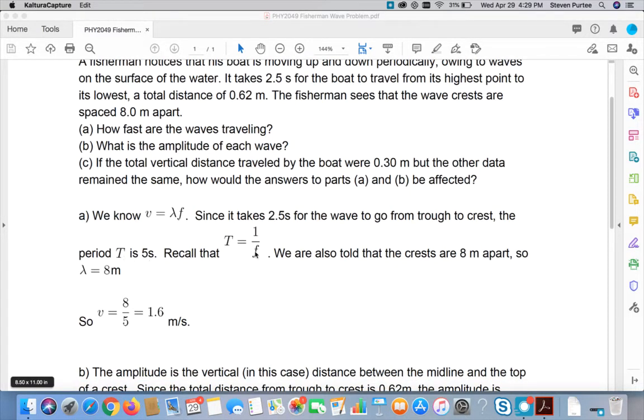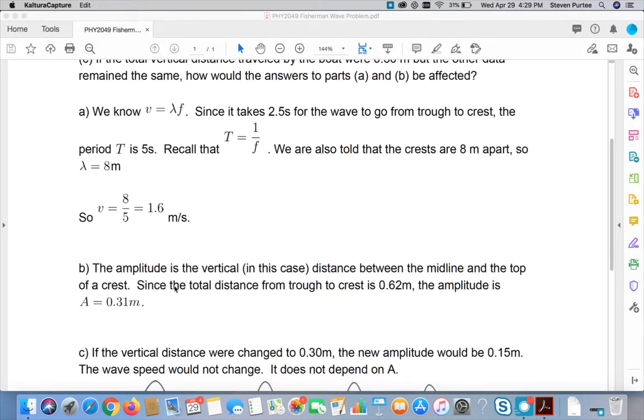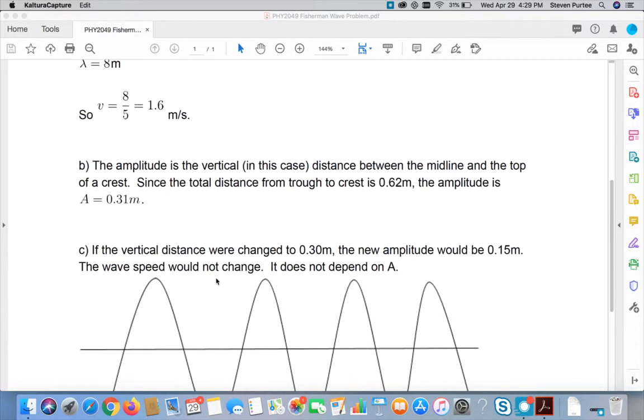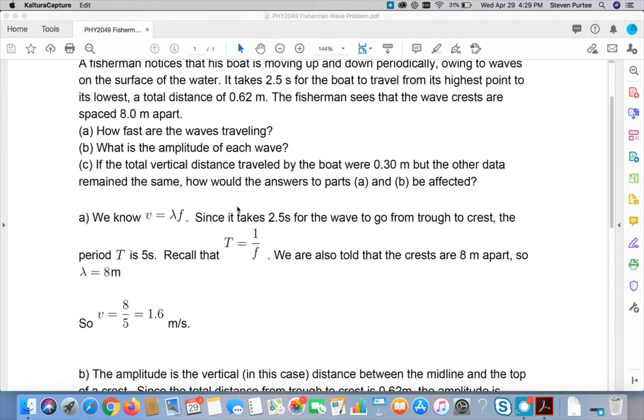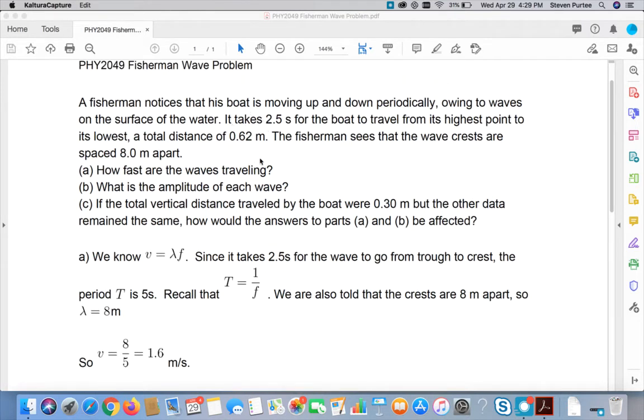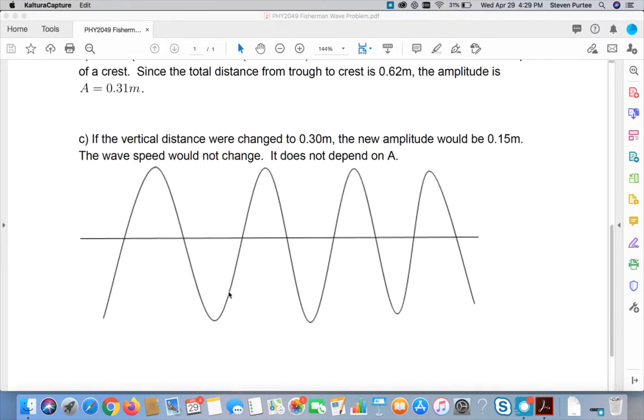Period was 5. So f is 1 over 5. So we get v equals 1.6 meters per second. Part B, the amplitude is the distance from the midline up to the top. The problem tells us that it's 0.62 meters from top to bottom. That's 2 amplitudes. So the amplitude is only half of that, 0.31 meters.